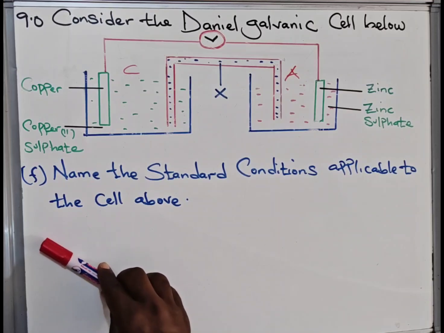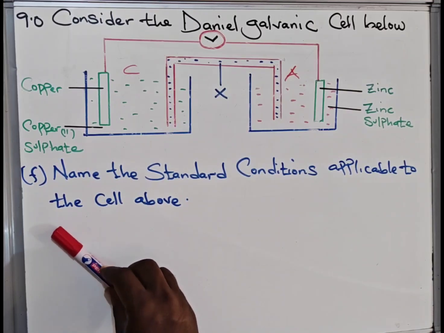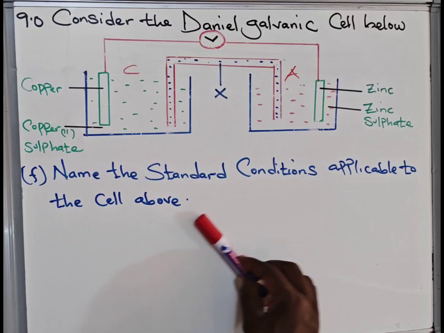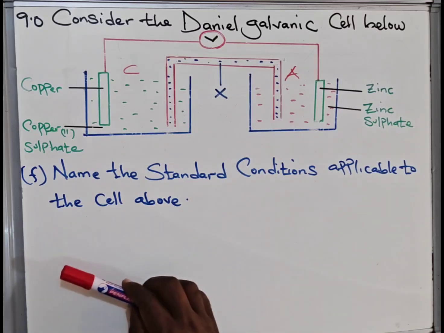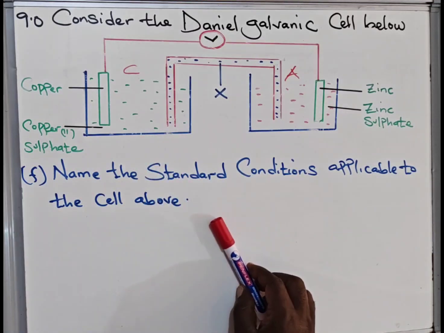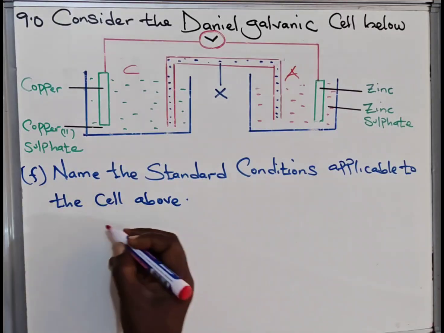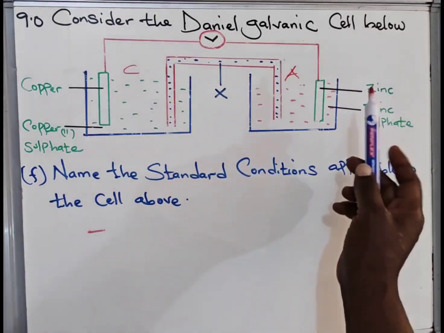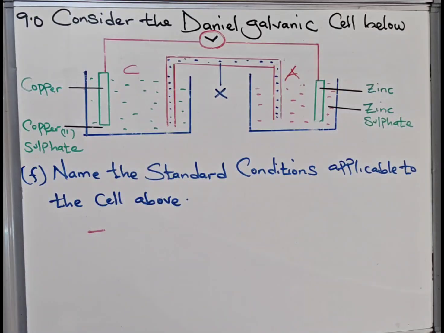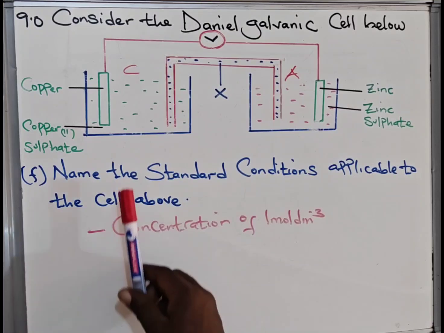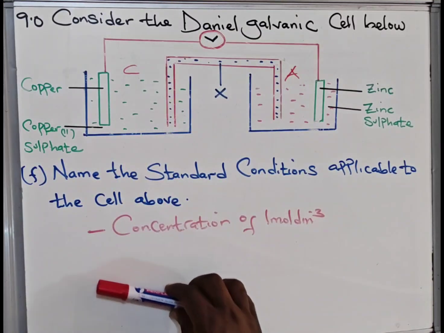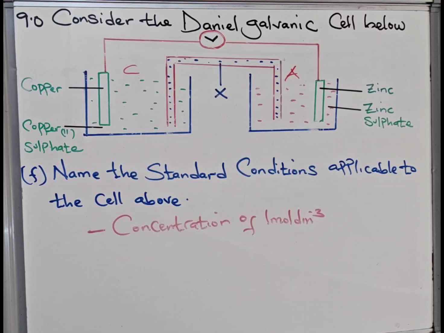Then we come to this question. It says that name the standard conditions applicable to the cell above. What are the standard conditions applicable here? Okay, one condition is that the concentration of the electrolyte should be 1 mole per cubic decimeter. And the second condition is that the temperature should be 25 degrees Celsius.